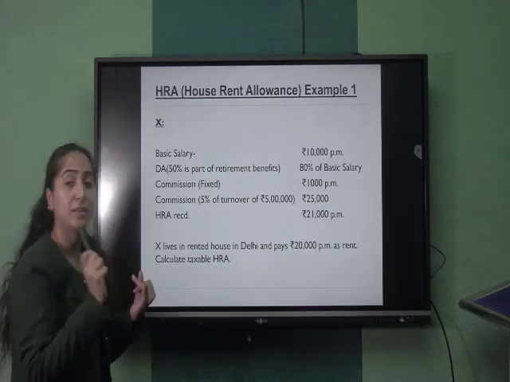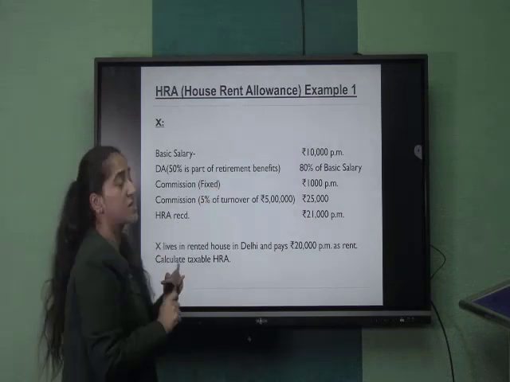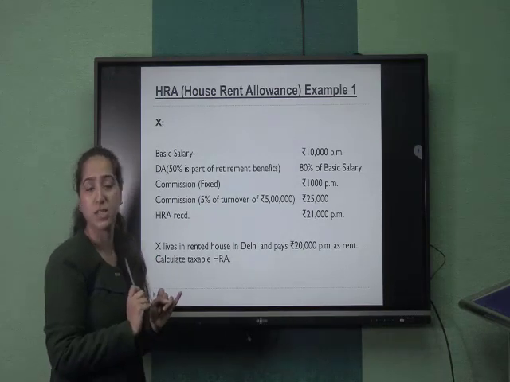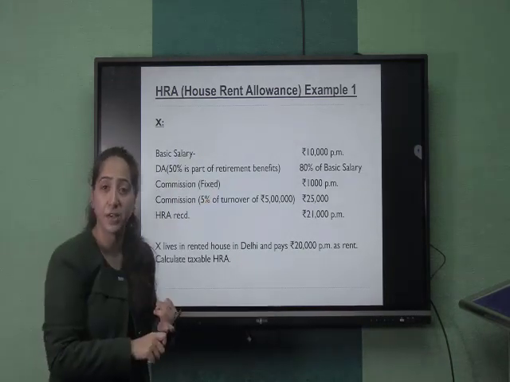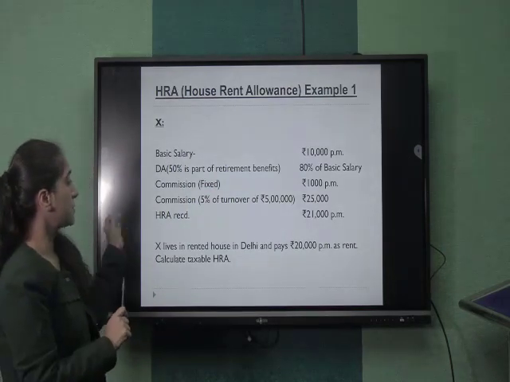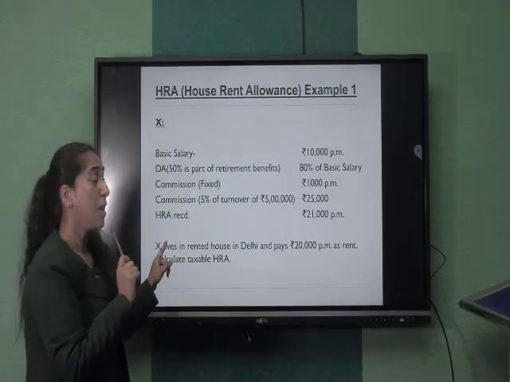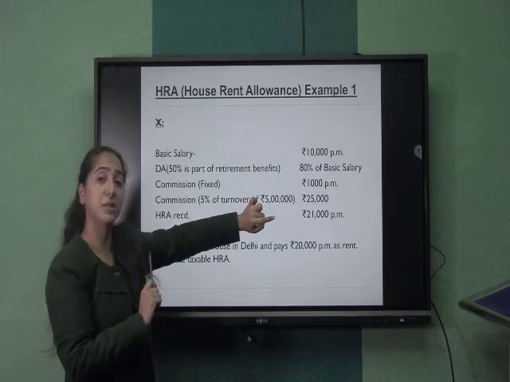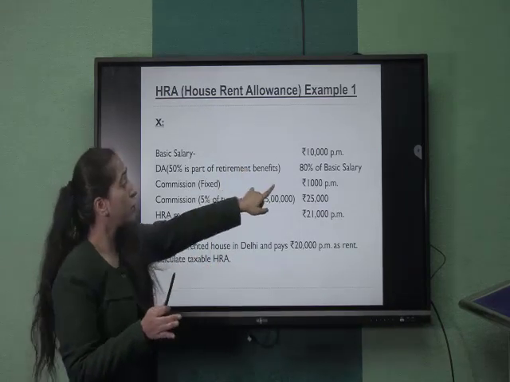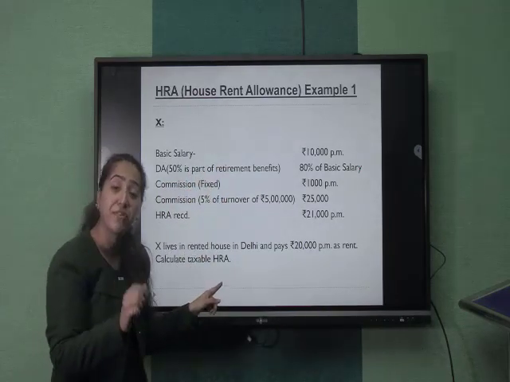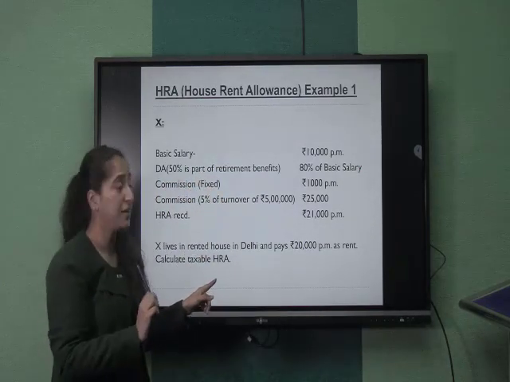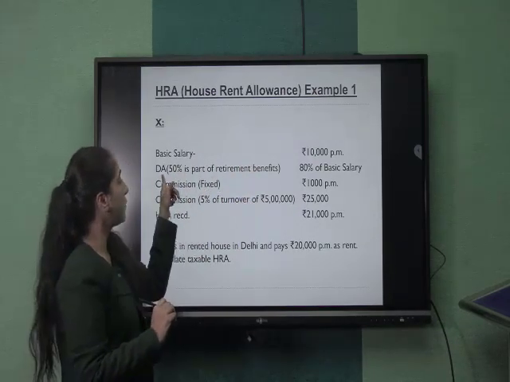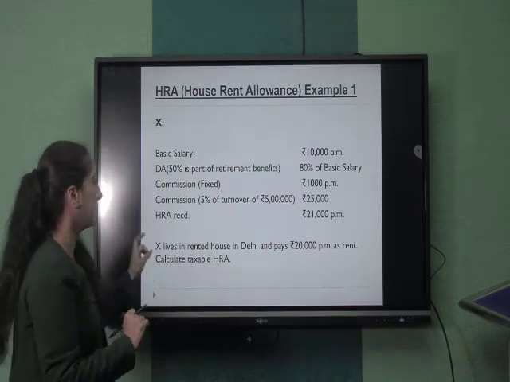For the salary part, we have three components. Basic salary is given to us as 10,000 per month, so we will calculate it annually, which will come out to be 10,000 into 12 is equal to 1,20,000 as your basic salary to be added. After this comes DA, which is a part of retirement benefit. So 80% of basic salary, 80% of 10,000, comes out to be 8,000. But out of 8,000 we have to consider only 50%, which is a part of retirement benefit. So 50% of 8,000 comes out to be 4,000. So here we will add DA at 4,000 per month.